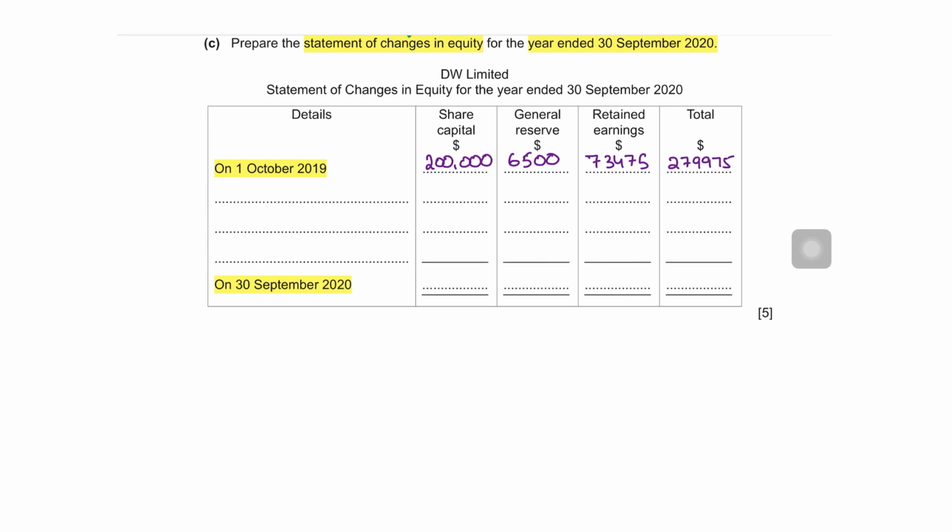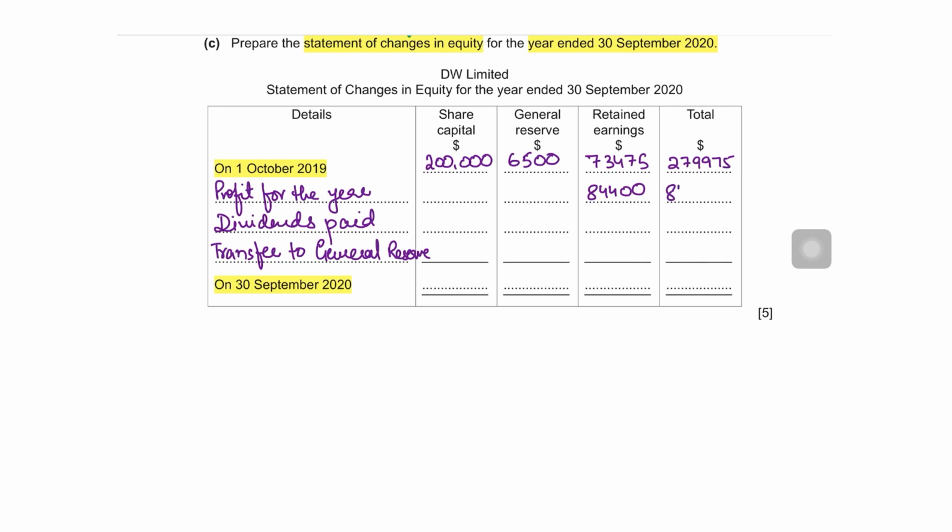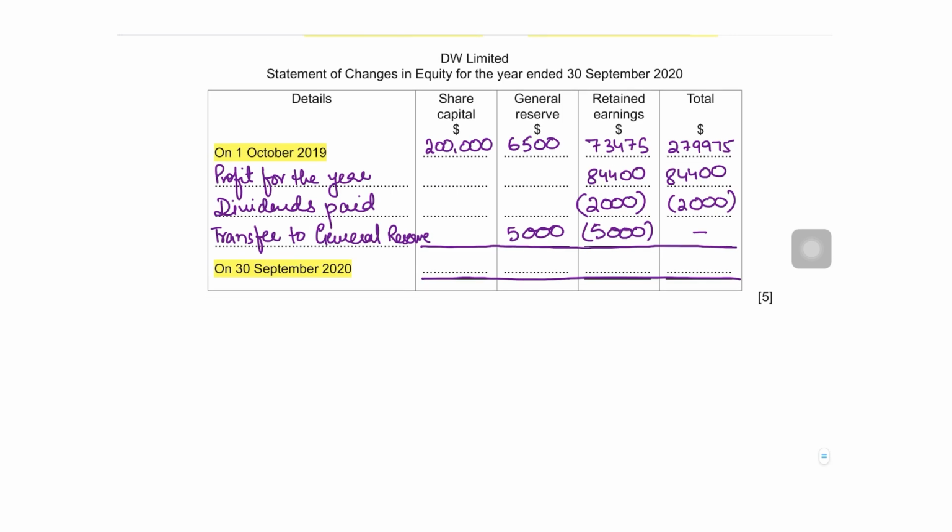So let's write all of this down. So profit for the year is 84,400, the revised profit, of course, that will be added in retained earnings and also in the total column. Then the dividends paid were 2,000, subtract from retained earnings and from the total column as well. And lastly transfers to general reserves, added in general reserves and subtracted from retained earnings, no impact on total value. So that's it. There were no shares in issue during the year, there was no revaluation, so these are the only adjustments required. Let's calculate the final balances.